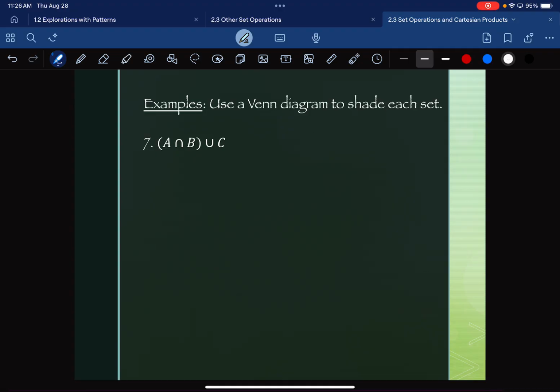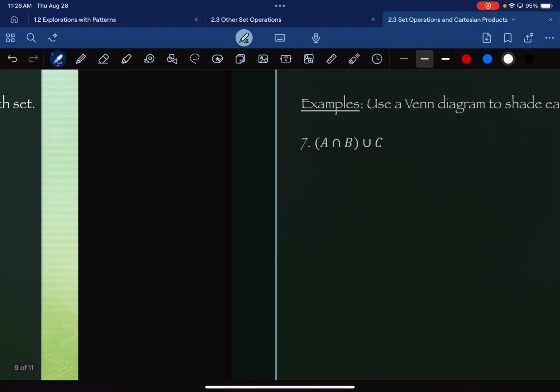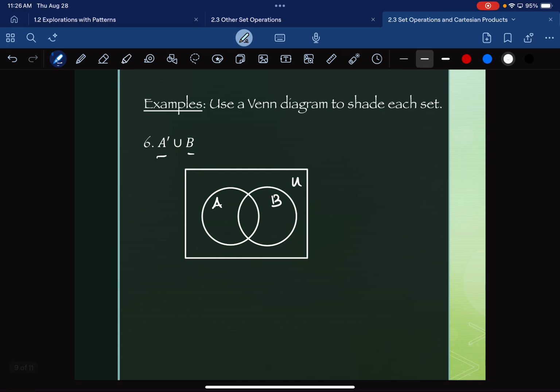There's going to be 3 because there's 3 letters listed, okay? So this one, 2 circles. Everybody good so far? All right.